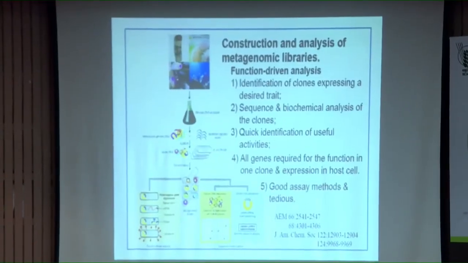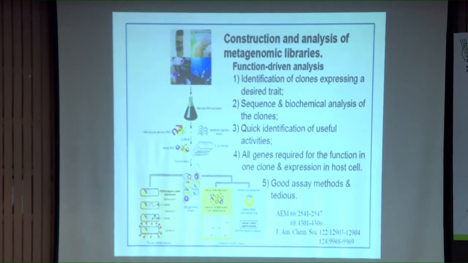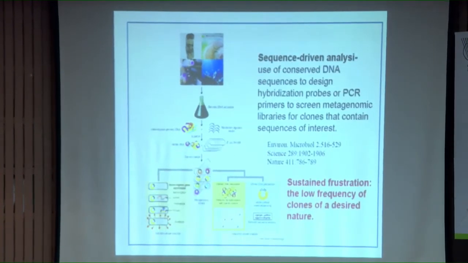And then sequence driven analysis, that was function driven analysis. I'm looking at the function of that clone. Here I'm looking at the sequence driven analysis. Here what do I do? Use conserved DNA sequences to design the primers or the hybridization probes, and then do a PCR using the primers to screen the metagenomic libraries for clones that contain the sequence of interest. Is this point clear? I am making a probe of that sequence of the insert, or I am designing a primer for that particular insert. The sequence of the insert is known to me. I have got the insert sequence.